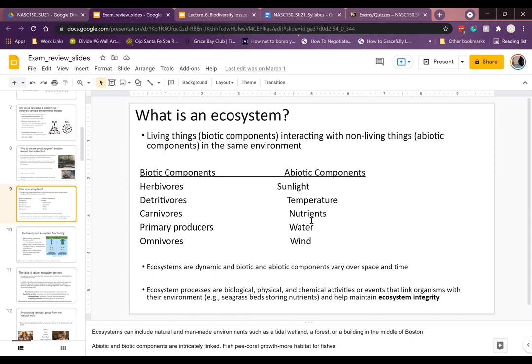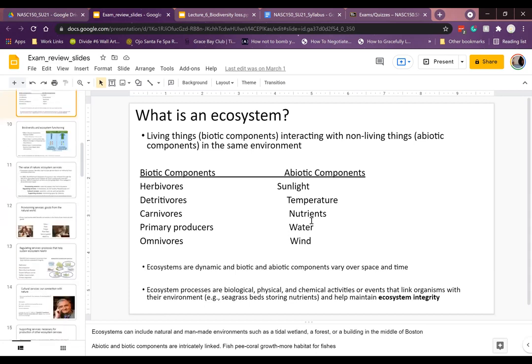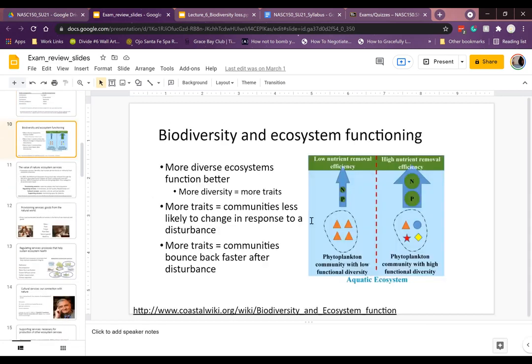They change not only in different spaces. So Massachusetts has a different ecosystem than Australia does, or Arizona or Florida, but they also change over time, right? Your backyard looks different today than it's going to look in December or February, right? So ecosystems change over time. But again, they are a connection between the living and the non-living. And again, they both influence one another in both directions.